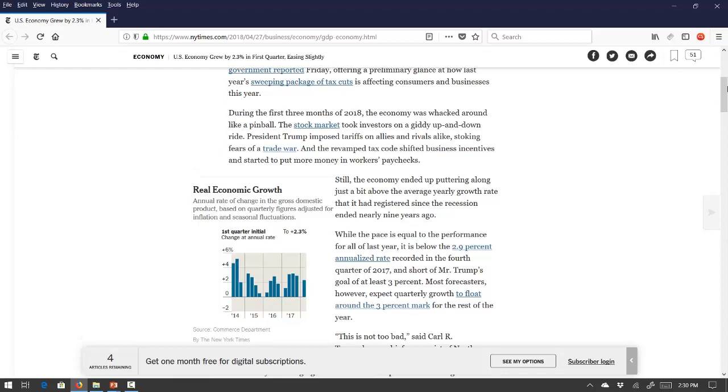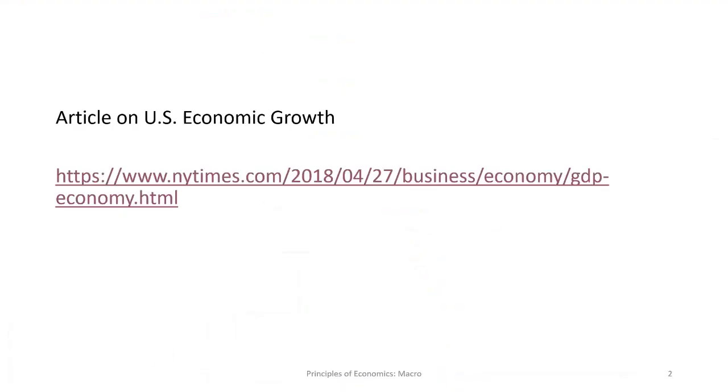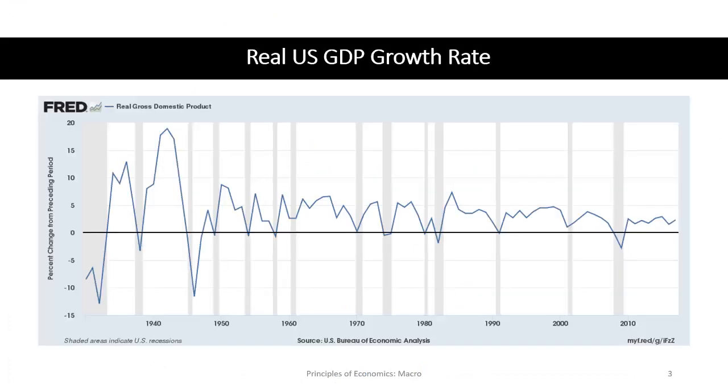Now we are talking about a lot of numbers. Numbers like 2.3%, 2.9%, 3%. What does it mean? What is GDP growth rate and why do economists or policymakers focus on GDP growth rate? To understand this, let me first show you some numbers based on the GDP growth rate for the US.